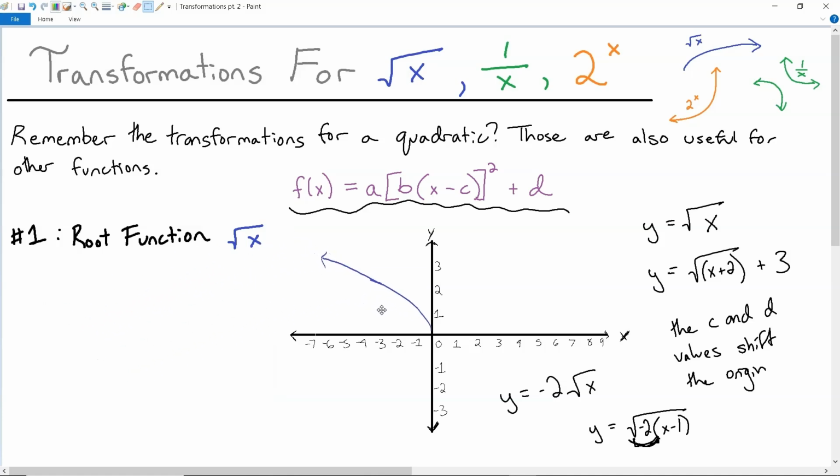So this is what we've got so far. But then we also have a horizontal shift of 1 unit to the right. So those would be the changes that I would apply to this equation.